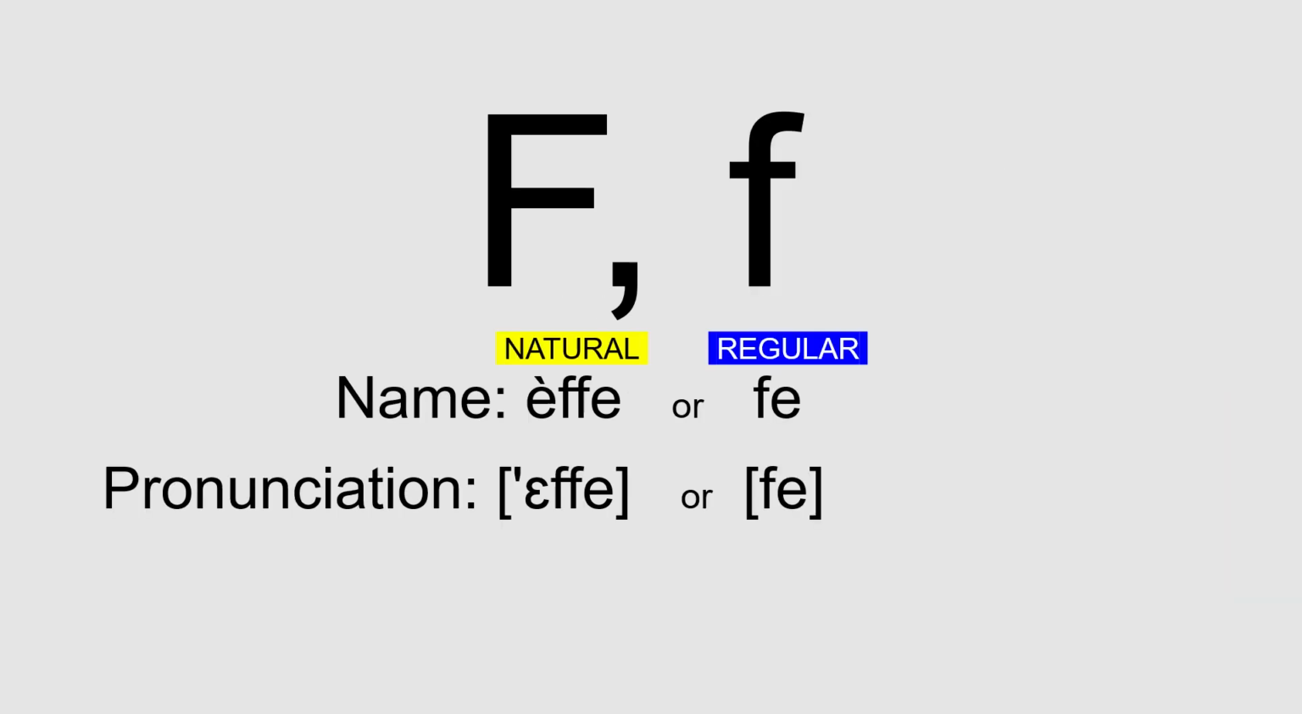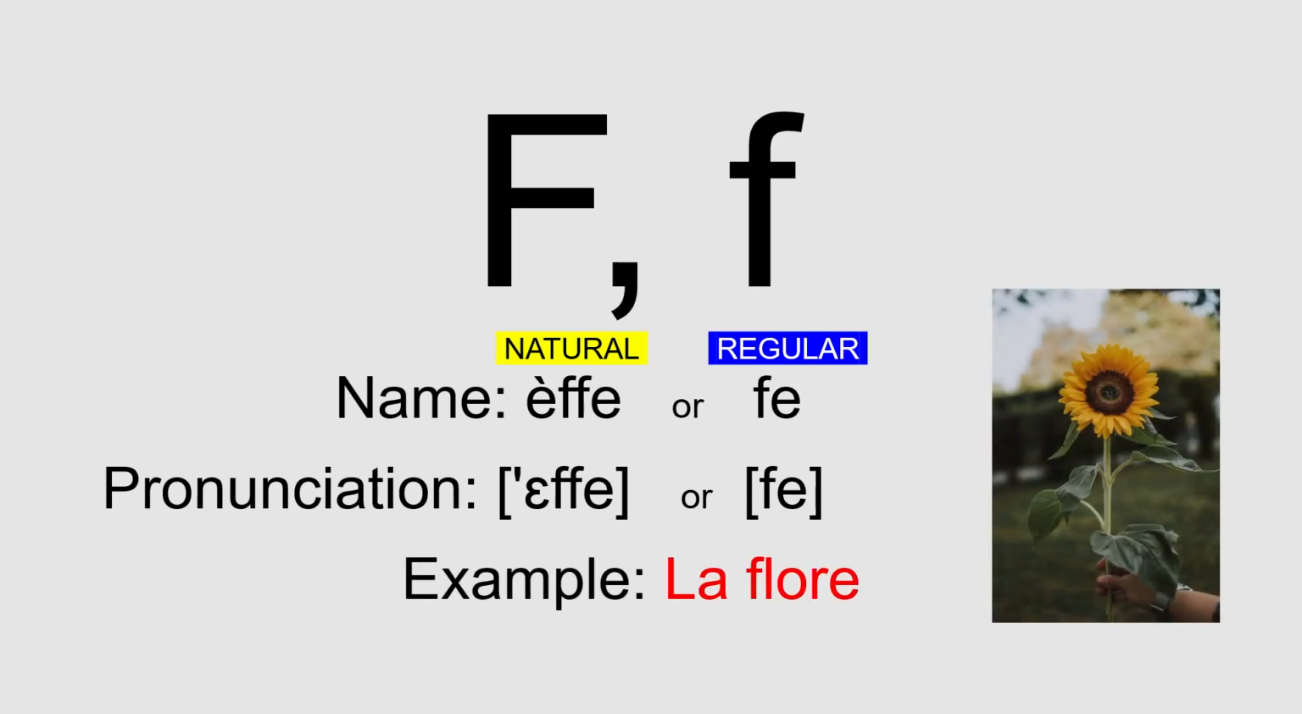In some letters, Neolatin has a regularized option. The natural option is the form based on real Romance languages. Here we have the natural option, F, and the regular option, fe. La flore, the flower.